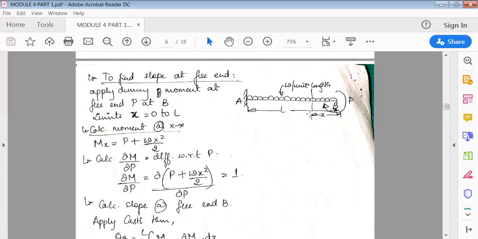Clockwise all positive and anticlockwise negative. So P into, so only P, clockwise rotation. So only P plus W into X by 2. Only this portion I'll consider, cut section.